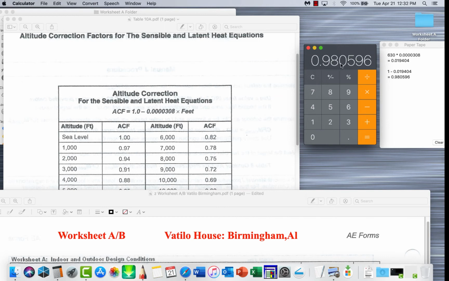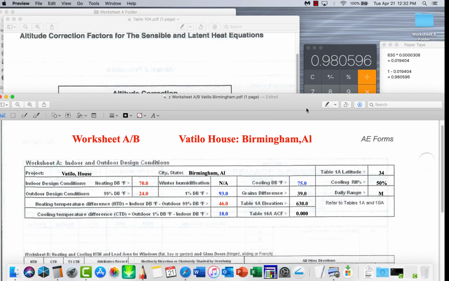Like I said, always go to the thousandths place. So we got the tenths, hundredths, thousandths. So that rounds that up, which rounds this up. So this would be a 6 right off the bat, so that's going to round this up to 1. So our altitude correction factor would be 0.981. Okay.